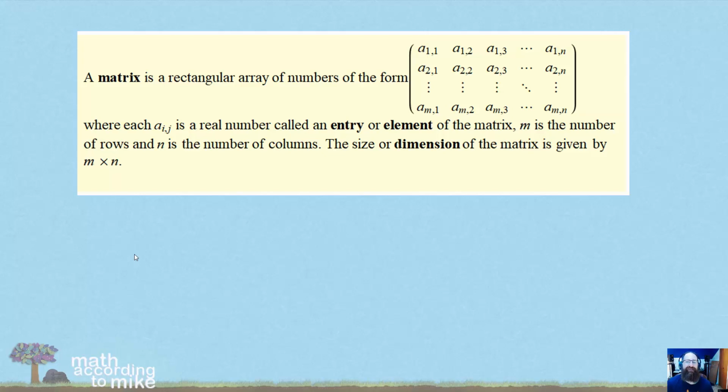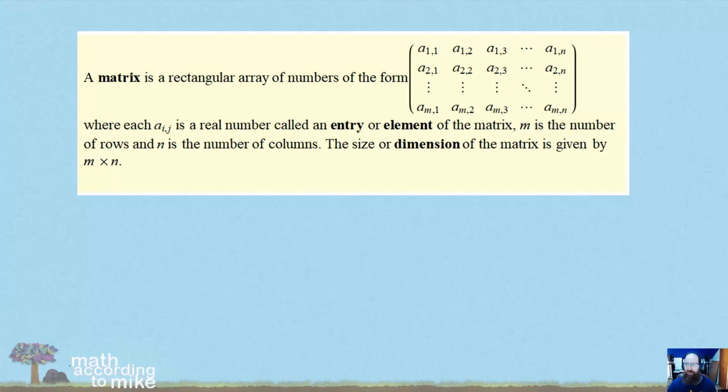So a matrix is a rectangular array of numbers of the form shown. Look at all that stuff. It's beautiful. Where each a sub i comma j is a real number called an entry or an element of the matrix. m is the number of rows and n is the number of columns. The size or dimension of the matrix is given by m by n. All right, pause the video if you have to. There's a lot to unpack here.